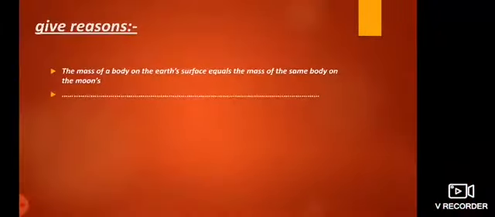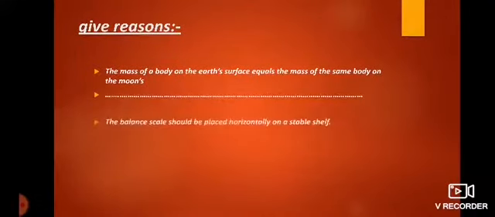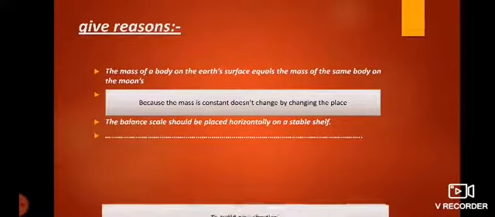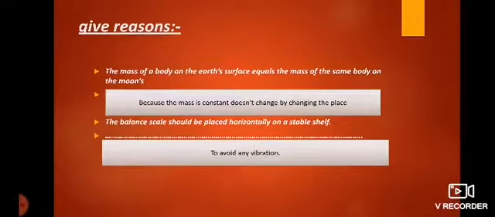Okay, let's give reasons. Number one, the mass of a body on the Earth's surface equals the mass of the body on the Moon's surface, because the mass is constant, it doesn't change by changing the place. The balance scale should be placed horizontally to avoid any vibration.